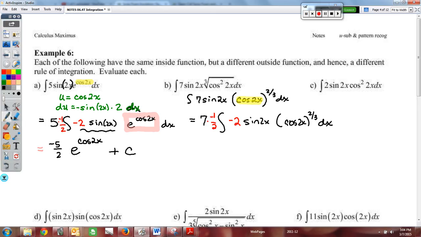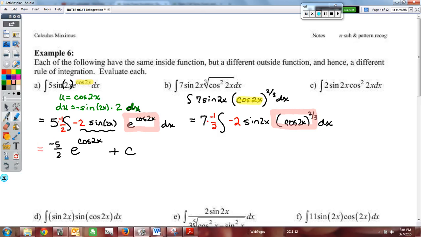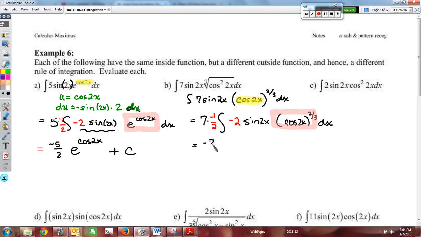And again, remember, at this moment you are ignoring the stuff that you're going to pack back up into the box. This is the box that we're worried about. This is my u to the 2/3. My u to the 2/3. So all I need to do is take the antiderivative of u to the 2/3.